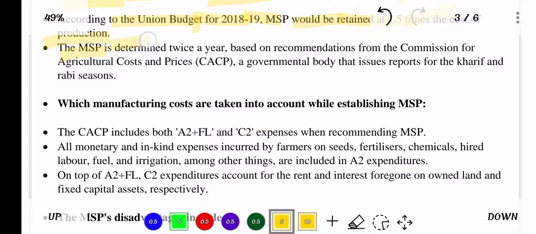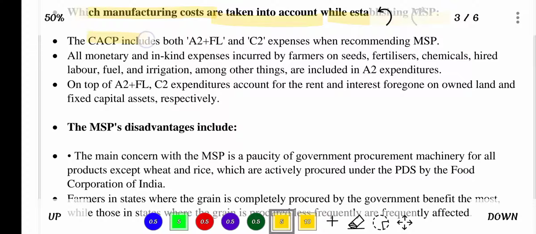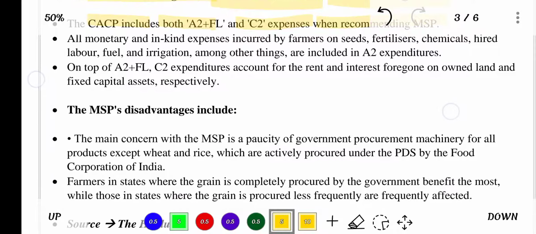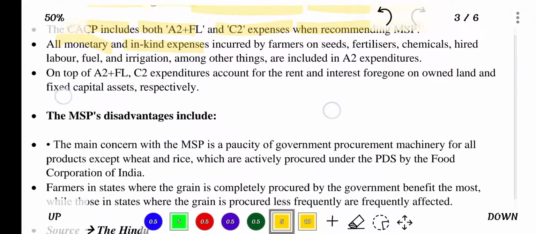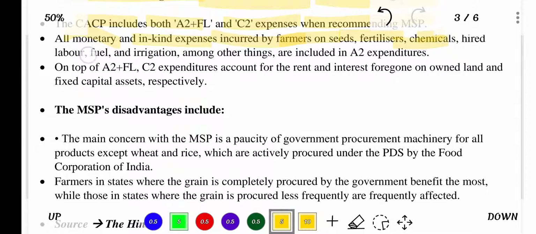The MSP is determined twice a year based on recommendations from the Commission for Agricultural Costs and Prices, a governmental body that issues reports for the Kharif and Rabi seasons. Which manufacturing costs are taken into account while establishing MSP? The CACP includes both A2 plus FL and C2 expenses when recommending MSP. All monetary and in-kind expenses incurred by farmers on seeds, fertilizers, chemicals, hired labor, fuel, and irrigation, among other things, are included in A2 expenditures.